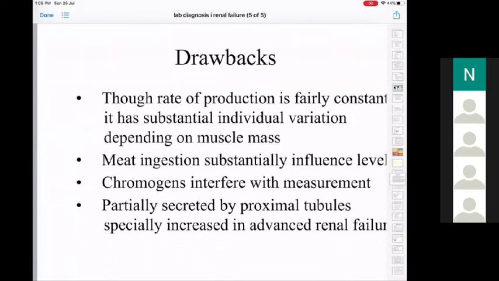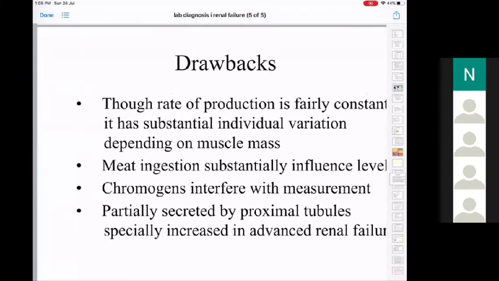Now drawbacks. What are the drawbacks of the creatinine clearance test? The rate of production is fairly constant, but it has substantial individual variation depending on muscle mass. If a person is lean or thin, the creatinine level of that person is less, and if a patient has heavy muscle mass, then the creatinine level is more. And meat or protein ingestion substantially influences the level of creatinine. Other chromogens interfere with the measurement, and it is partially secreted.